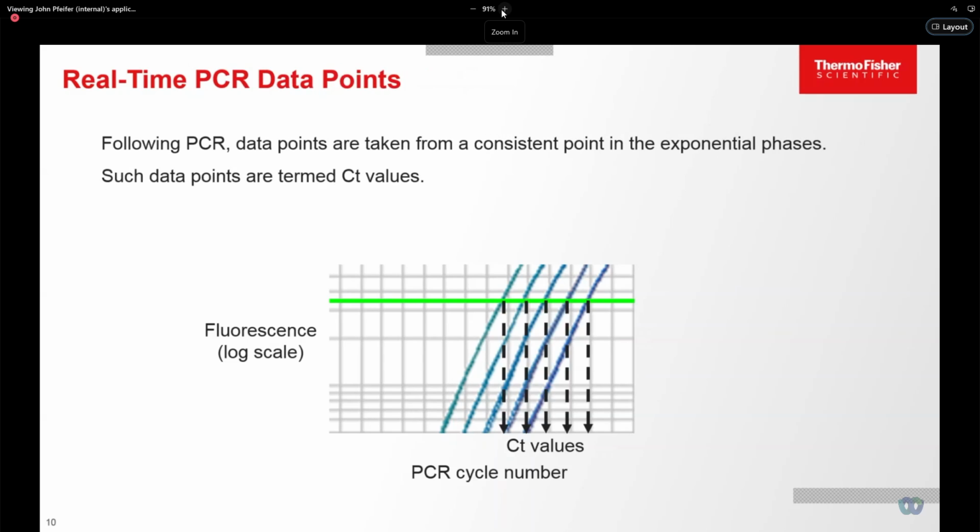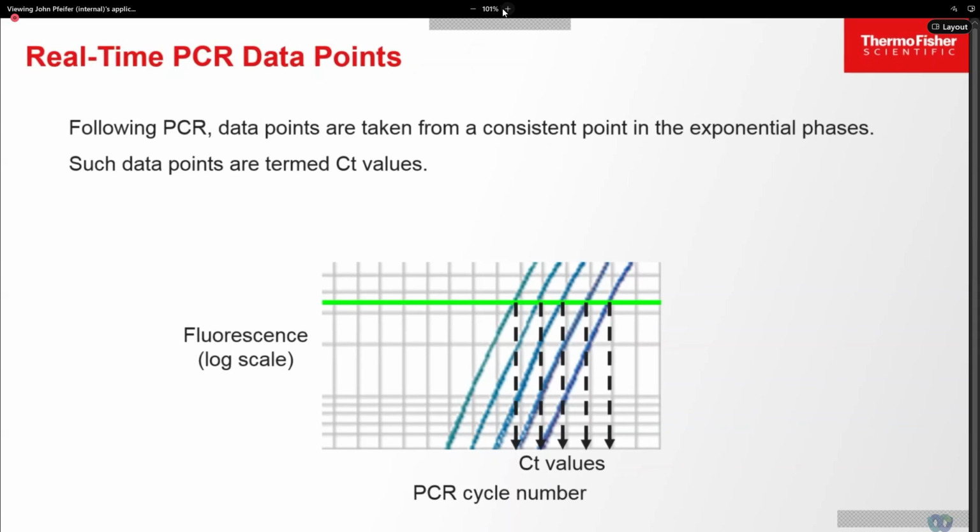So with real-time PCR, we're collecting typically 40 cycles of data, although you can adjust that if you like. But we're only going to select one special data point from each amplification plot at a consistent point, and that point is in the exponential phase. Those special data points are referred to as CT values.